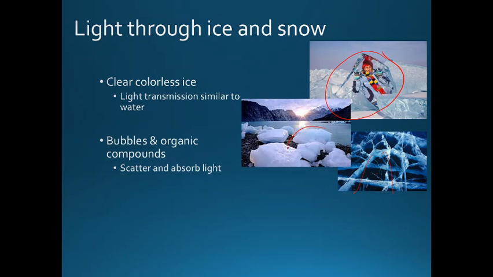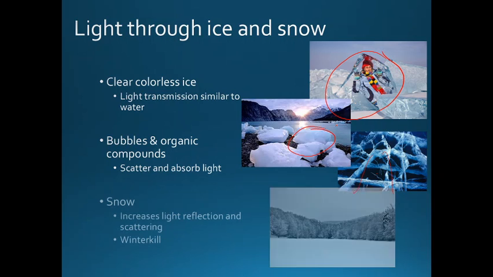However, if you have ice like this that has a bunch of bubbles in it or organic compounds in it, it does a pretty decent job of scattering and absorbing that light and doesn't allow light penetration as much. Snow obviously increases light reflection, right? I wear sunglasses more often in the winter when there's a bunch of light reflecting off that snow. But light still does go through, right?